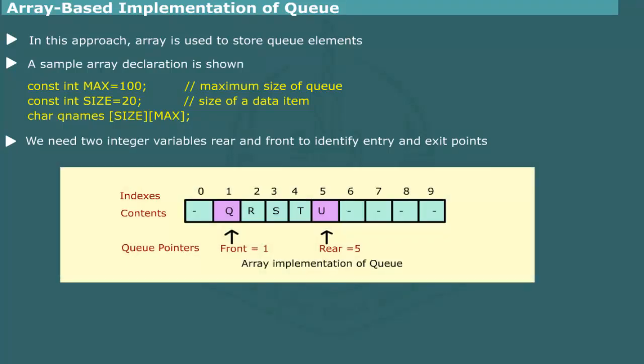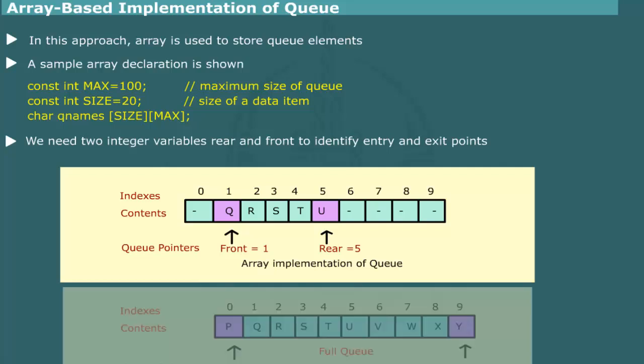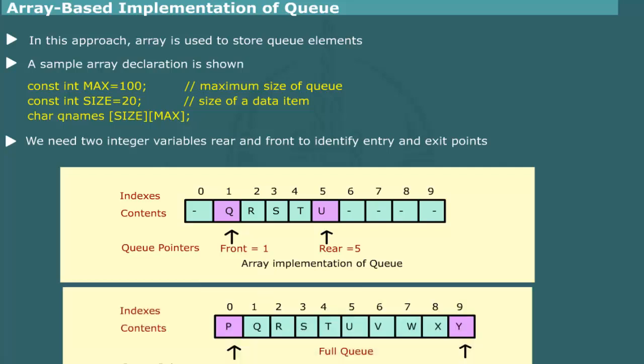Figure shows an example of array-based implementation to hold up to 10 elements of a queue. As shown, the queue holds 5 characters, Q through U, which have array indexes from 1 to 5. The variable front contains 1, which is the current position of the element at the front position, and variable rear contains 5, which indicates the last position of the queue. The next figure shows a full queue.